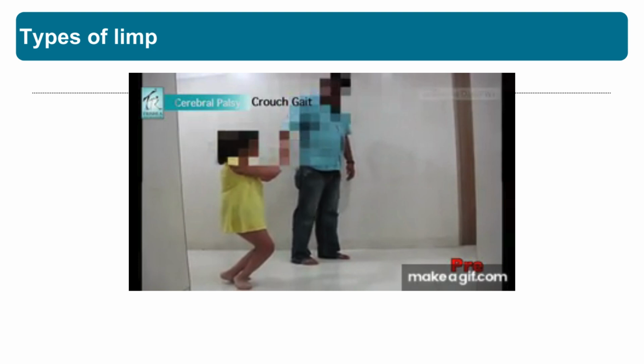This is also something that could be considered a type of limp. This is called a crouch gait. And notice how the patient is walking with their knees bent, their feet externally rotated. And I want you to imagine what it must feel like to walk in this squatted position all the time.